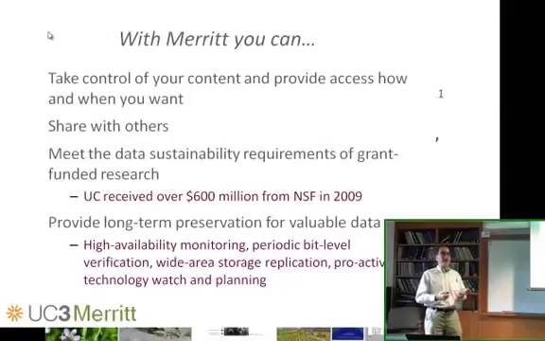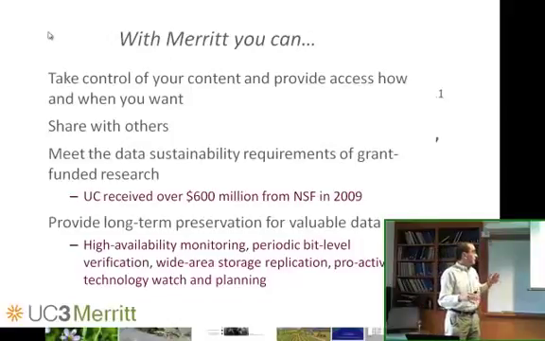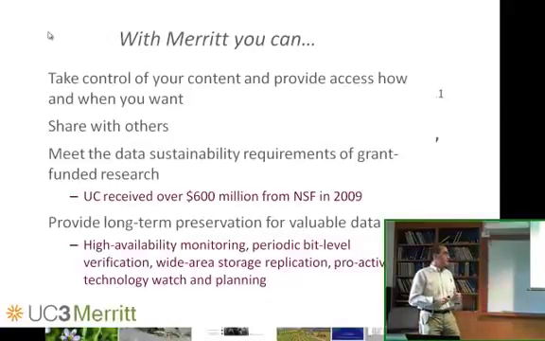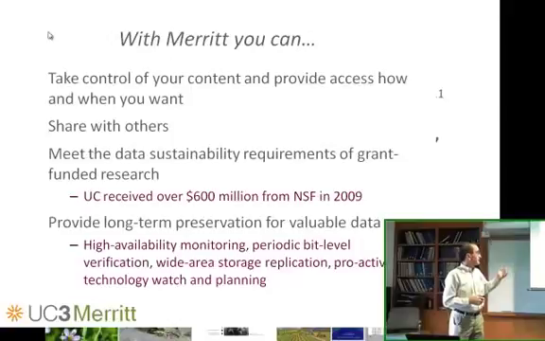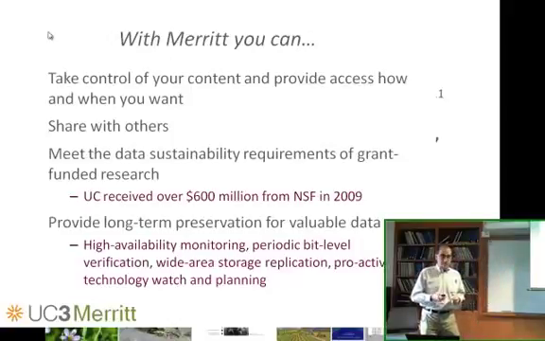As Tricia mentioned, there's a lot of money at stake, 600 million UC-wide from NSF. That's actually 2 years ago. And of course, we feel it provides a good platform for the managed long-term preservation of important research data. And there's a whole host of technical solutions and various activities and processes that we put into place here in order to ensure the long-term viability of the data that's managed within the repository.